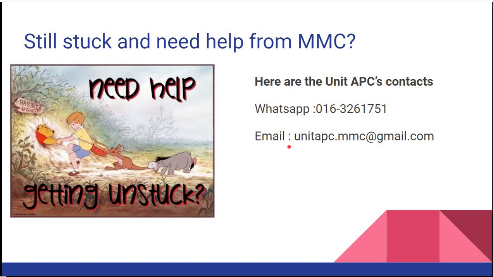Now, if anybody is still stuck in any of the steps we've gone through so far, you can contact the unit APC of the MMC for help. And here are the contact numbers and email. You can conveniently WhatsApp APC at 016-326-1751, or you can email them at unitapc.mmc@gmail.com.